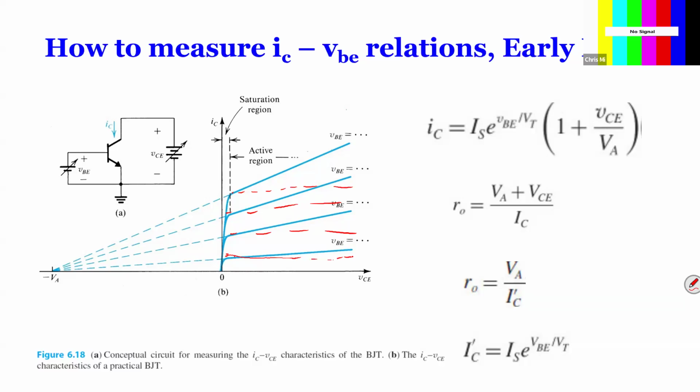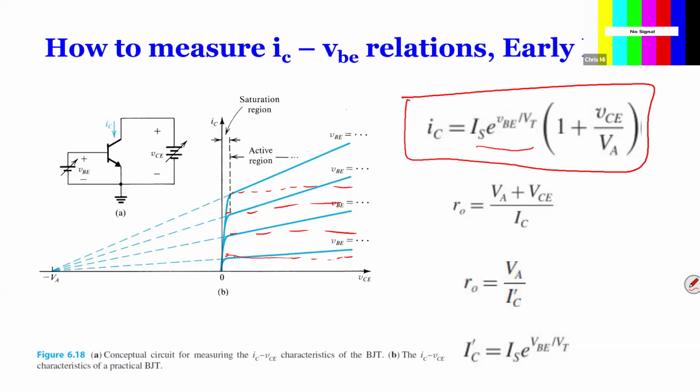Now, if we do a mathematical representation, we find this is the expression. Remember this one here, inside the circle, is the current in the ideal case. For any given VBE, we get a constant IC. It has nothing to do with VCE. For given IS, VBE, and VT, you get IS times the exponential. But in fact, for a real BJT, you have to multiply by 1 plus VCE over VA. VA is called early voltage. So now IC has something to do with VCE.